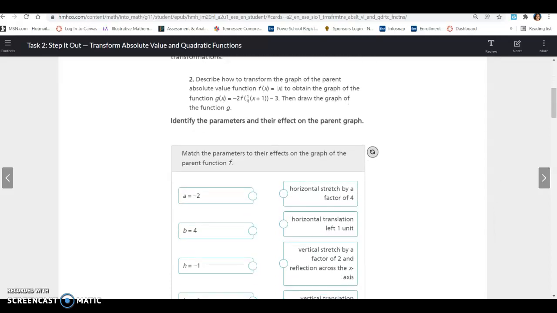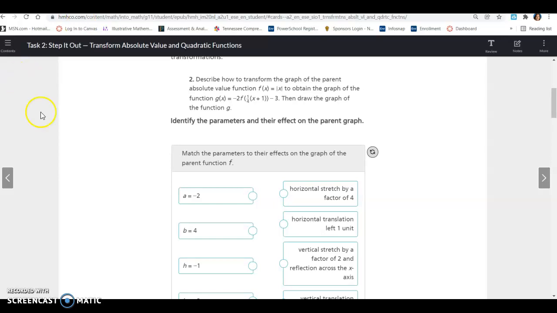All right, so describe how to transform the graph of the parent absolute value function f of x equals absolute value of x to obtain the graph of the function g of x equals -2 times f of 1/4 of x plus 1, all minus 3. Then draw the graph of the function g.